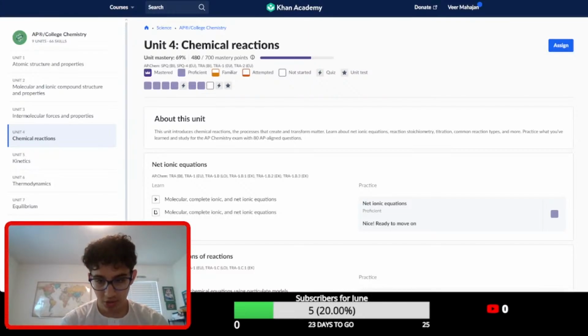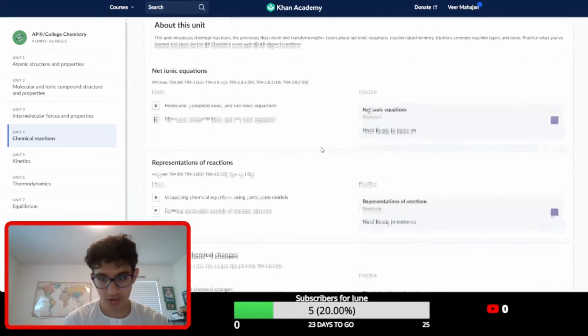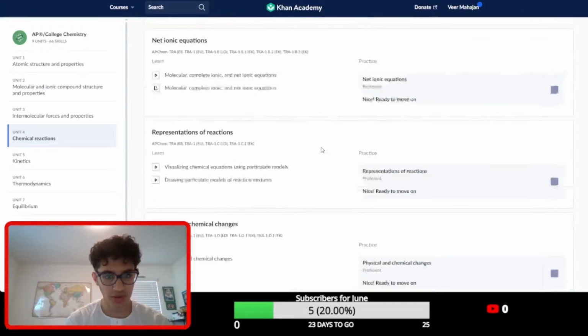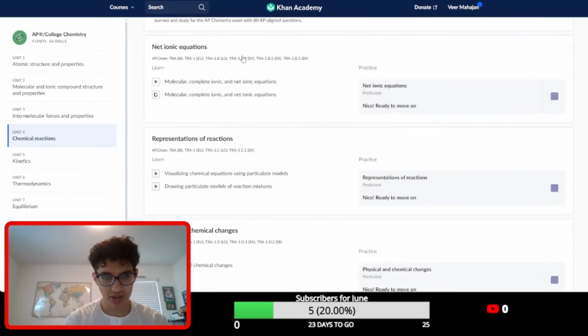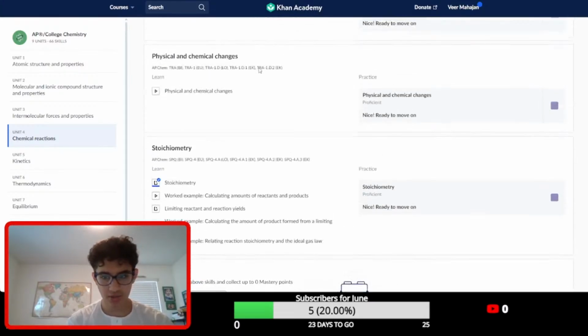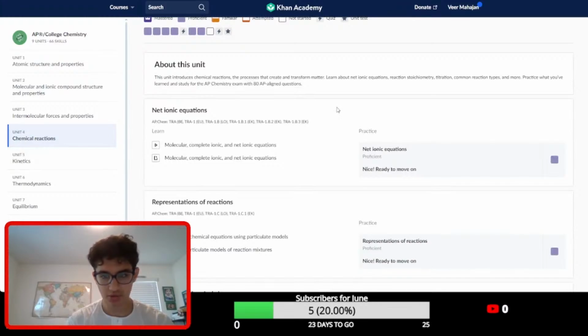Hi guys, so today we're going to be going over AP Chemistry on Khan Academy. Not the whole thing, of course, it's just going to be Unit 4, Chemical Reactions. I haven't watched the videos, as you can see. I was just reading the chemistry book online. It was the same chapter, so it covered most of the same concepts.